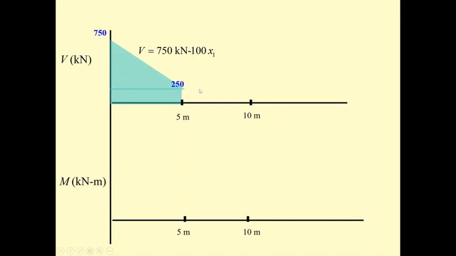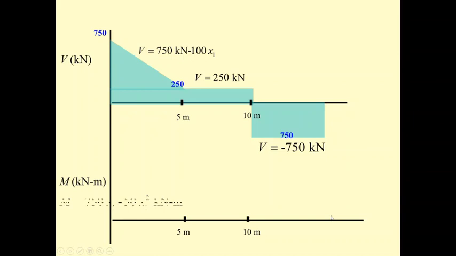And then between this, we get the shear equal to plus 250. And between this, if you remember, we get the shear of minus 750. This is the shear diagram with the maximum of plus and minus 750 kilonewton. And for the moment diagram, there is no external moment at A and at C. So the moment at those 2 points is going to be 0.